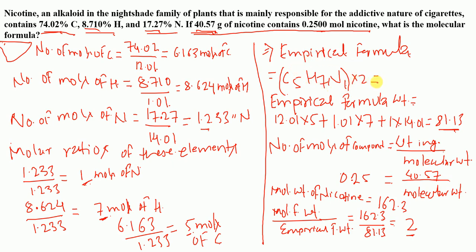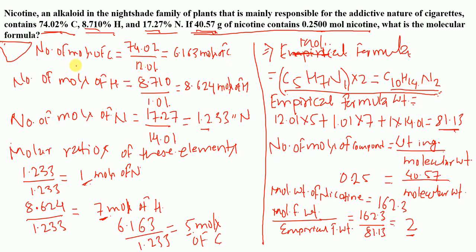So C5 times 2 is 10, so C10, and H7 times 2 is 14, so H14, and N2. So C10H14N2 is the molecular formula, not the empirical formula anymore. This is the molecular formula of nicotine.